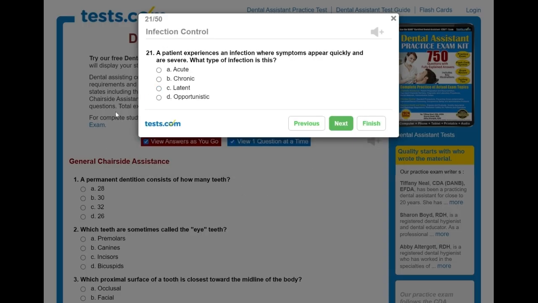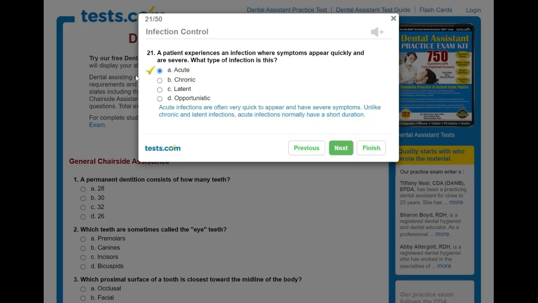Question 21. A patient experiences an infection where symptoms appear quickly and are severe. What type of infection is this? A. Acute. B. Chronic. C. Latent. D. Opportunistic.